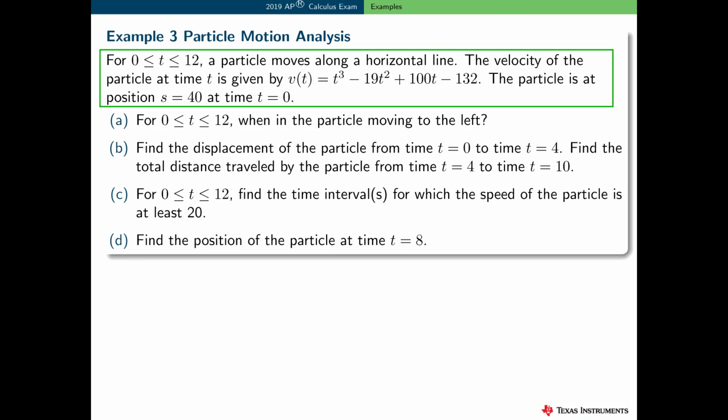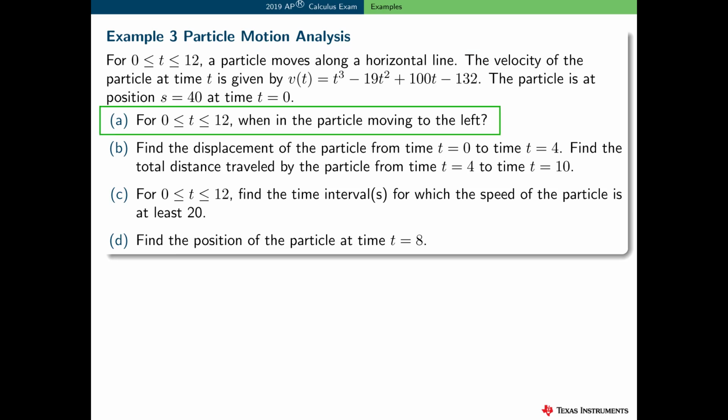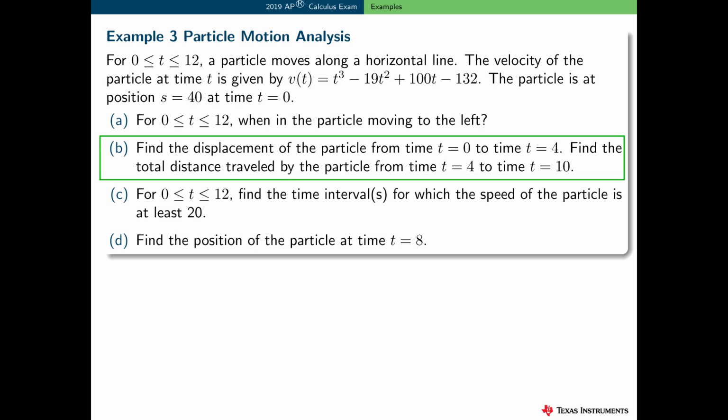This example involves a particle moving along a horizontal line and some analytical work. The velocity of the particle at time t is given by this function v. And we know that the particle is at position s equals 40 at time t equals 0. Find the time intervals when the particle is moving to the left. Find the displacement of the particle over the time interval 0 to 4, and find the total distance traveled by the particle over the time interval 4 to 10.